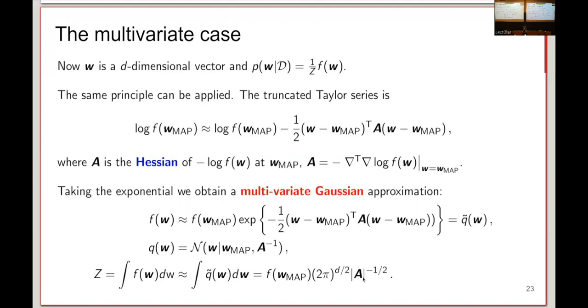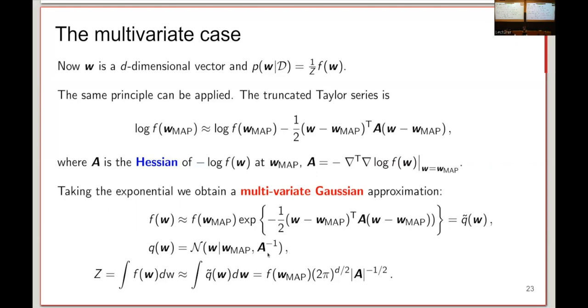So our approximation Q now is a multivariate Gaussian. The mean is W map, the one that maximizes the target. And the covariance matrix is now the inverse of the Hessian of the log target distribution F. So it's more or less the same stuff as before.